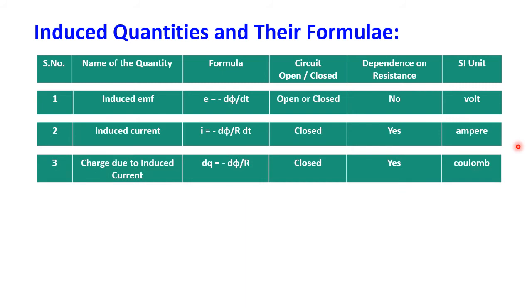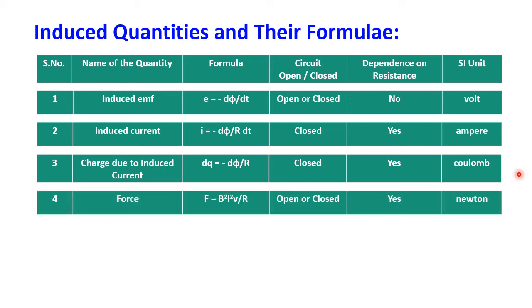Next physical quantity, charge due to induced current. According to the definition of current, current is nothing but the rate of change of charge, so I equals dq by dt, so dq equals I into dt. Here I into dt is nothing but d phi by R, and d phi by R is nothing but dq. The negative sign does not give any meaning here, because although induced EMF and flux change are opposite, quantity-wise both are the same. Current is the rate of flow of charge, which is possible only in a closed circuit, so it is applicable for closed circuit. According to the formula it depends upon resistance, and the unit of charge is coulomb.